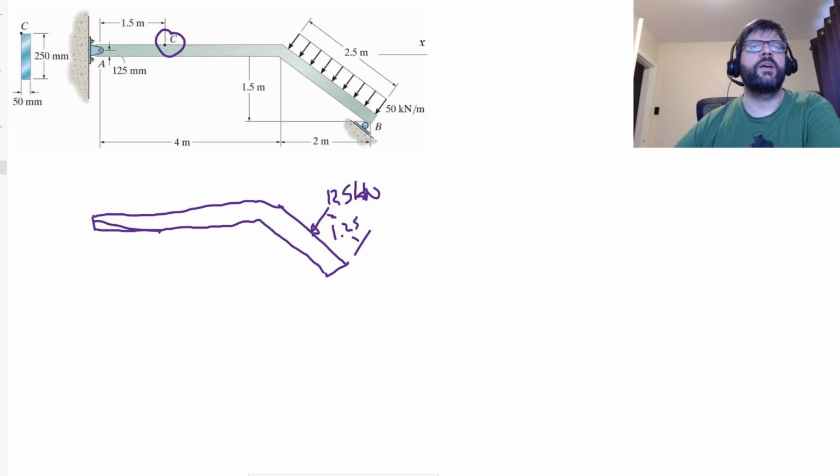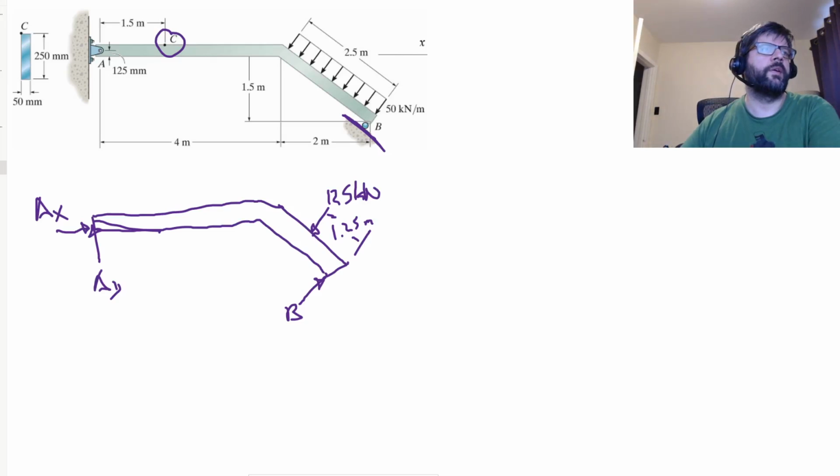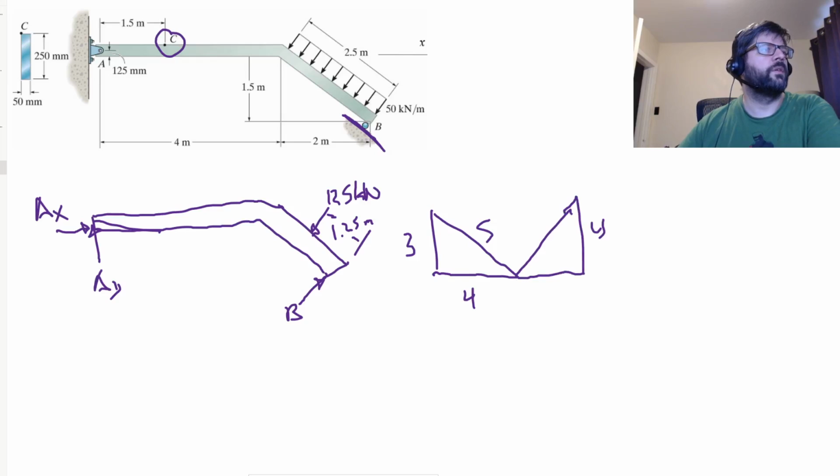from there. We're going to have a reaction in Y at A, a reaction in X at A, and we're going to have a reaction at B. So the directionality of the reaction at B: we know B is going to be acting perpendicular to this slope here. This slope is defined by this triangle, 1.5 meters, 2 meters, 2.5 meters. Multiply that by 2, we get a 3, 4, 5 triangle, which means the perpendicular triangle is also a 3, 4, 5 triangle, just switching which one's in the Y and the X direction.